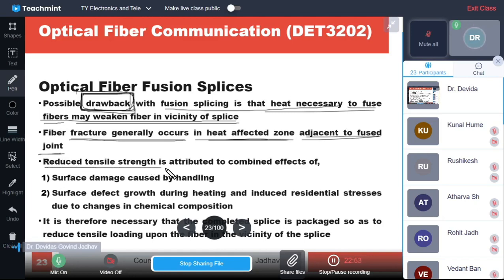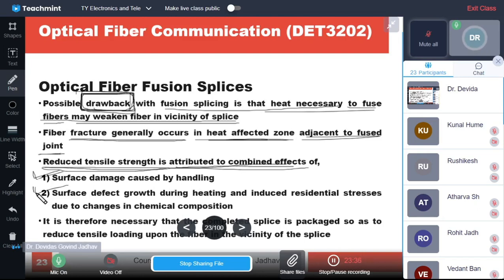Reduced tensile strength is attributed to the combined effect of the surface damage caused by handling, the surface defect growth during the heating, and the induced residual stresses due to the changes in the chemical composition. So we have to reduce the tensile strength to achieve the effects of less surface damage due to handling.